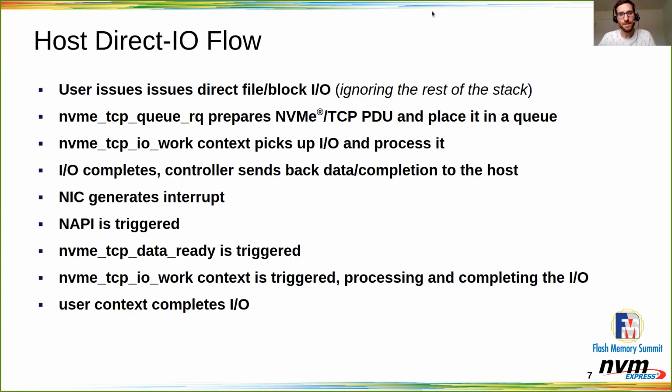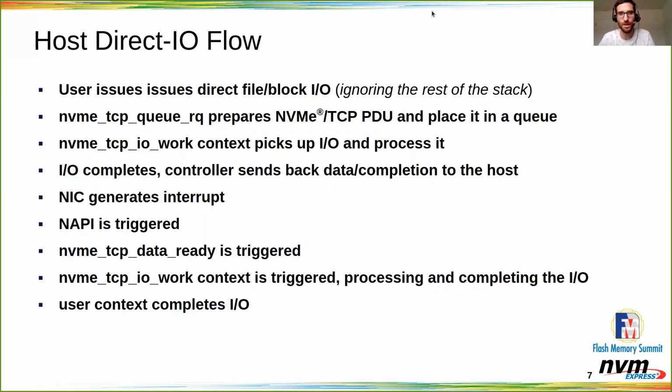So let's take an example of host direct IO flow. It starts when the user basically issues a file or block IO to a device or a file descriptor. And then we ignore a lot of layers in the stack, but eventually it comes to the queuing callback that sits in the driver itself. We're talking about Linux, of course. That callback is NVMe TCP queue request, and it prepares an NVMe TCP PDU that places it in an internal queue for further processing.